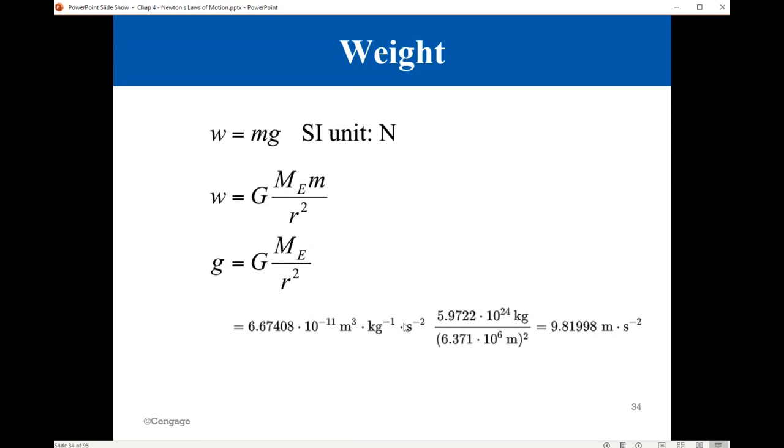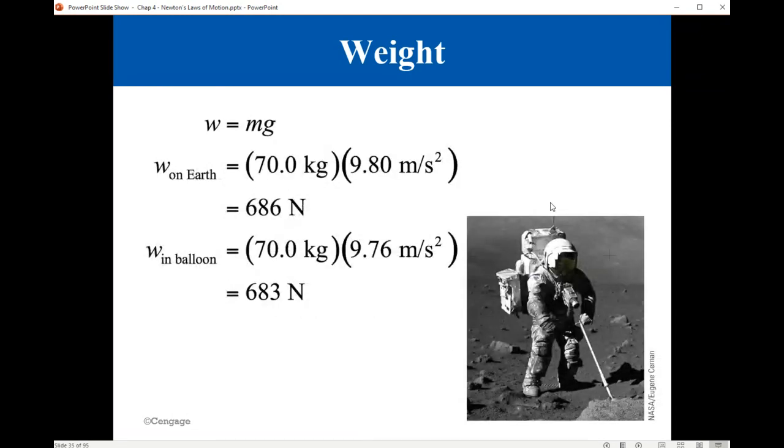Okay, so if you move to a mountain, r may increase. If you move up in a spaceship above Earth, r may change, and changing r will change g slightly. Okay, but as long as you are at Earth's surface at sea level, it is 9.8 meter per second squared.